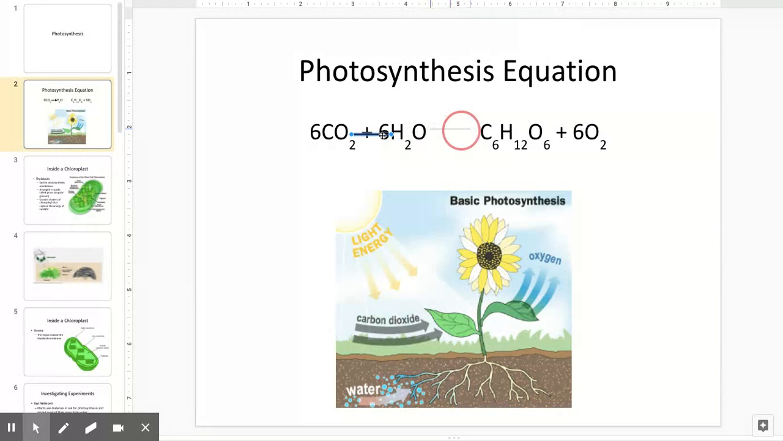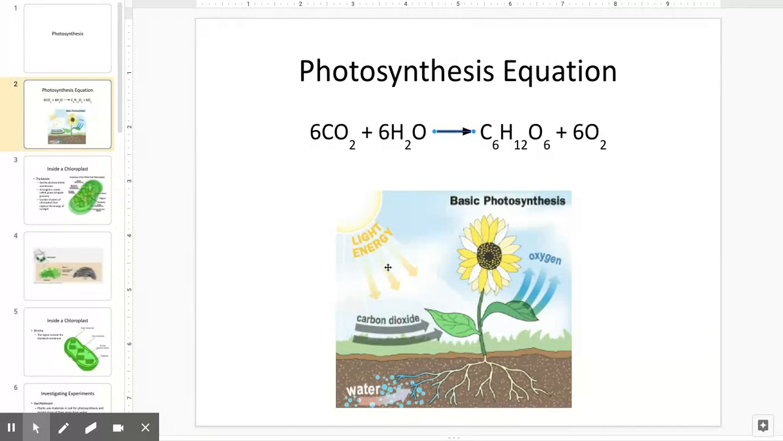Sorry, this got a little bit wonky. I'm just going to fix it here. There we go. We have 6 molecules of CO2, which is carbon dioxide, plus 6 molecules of water yields, that's what this little arrow means, C6H12O6, which is glucose or sugar, and 6 molecules of oxygen.